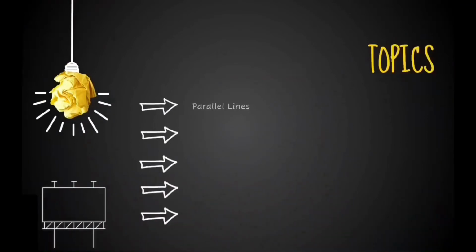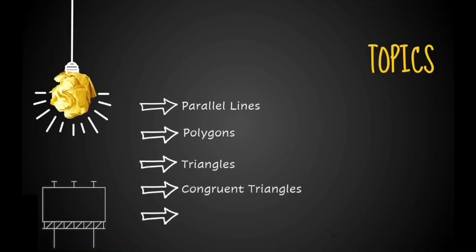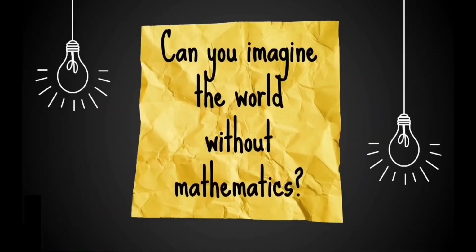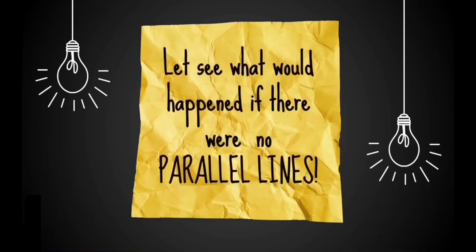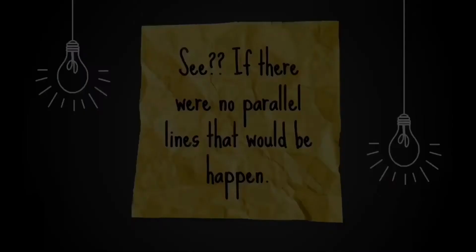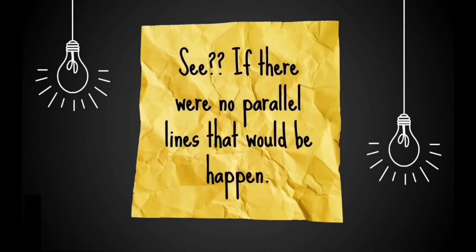So I'm going to talk about parallel lines, polygons, triangles, congruent triangles, and quadrilaterals. Can you imagine the world without mathematics? Let's see what would happen if there were no parallel lines. See, if there were no parallel lines, that would happen.